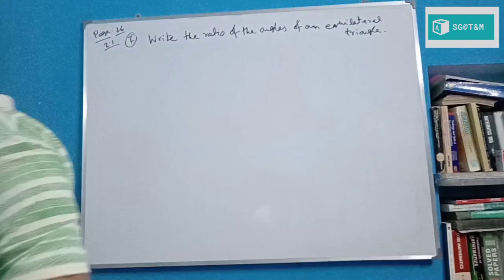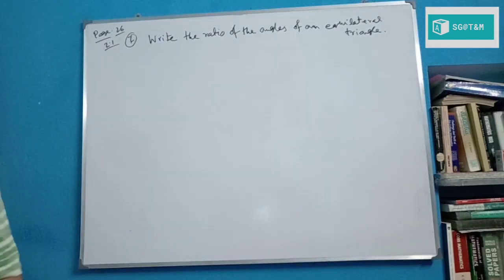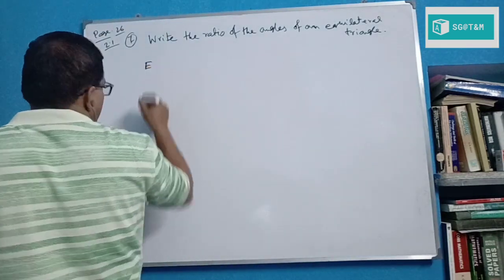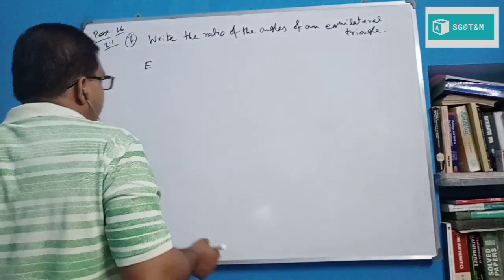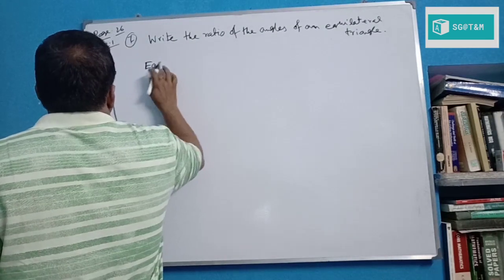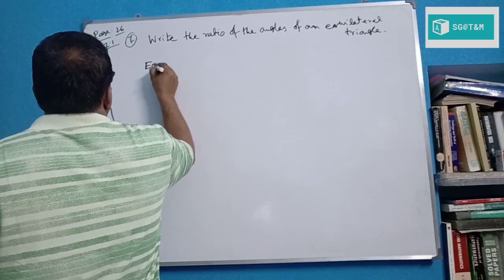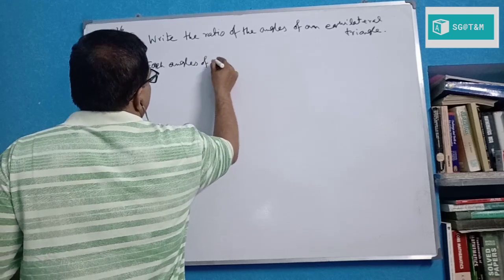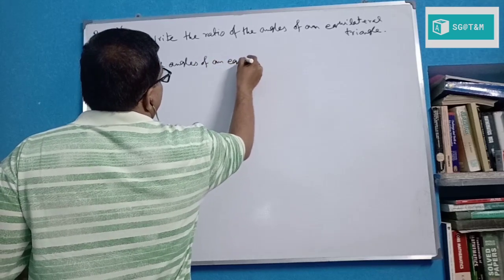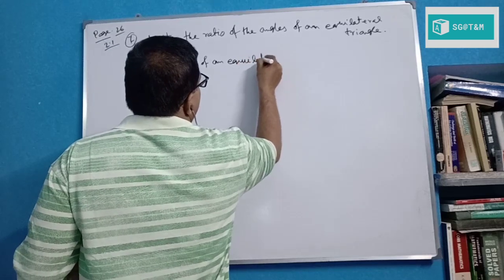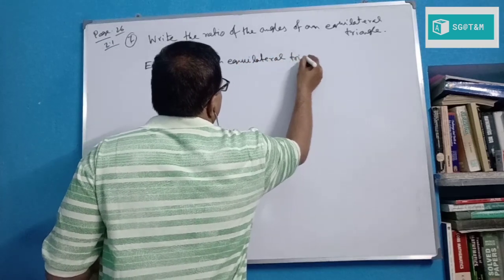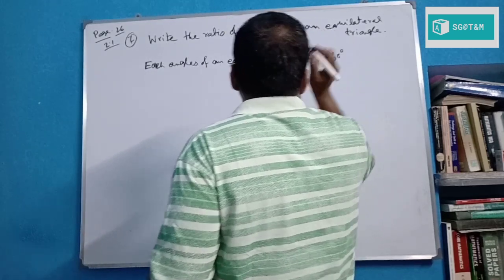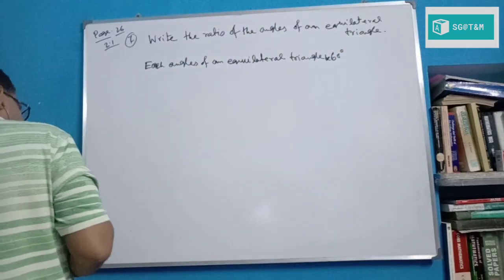We know that each angle of an equilateral triangle is how much? 60 degrees. All angles are equal in an equilateral triangle. It is known to all of you most probably. Each angle is 60 degrees.